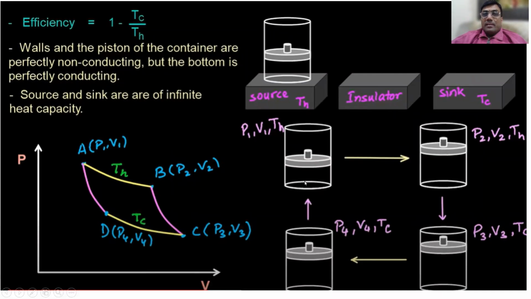Hope you understood this, right? So this is how, initially P1 V1, P2 V2, next P3 V3, adiabatic. Adiabatic expansion leads to cooling. T_C it becomes. Next compression at the same temperature, then adiabatic, temperature increases. So this is the cycle.